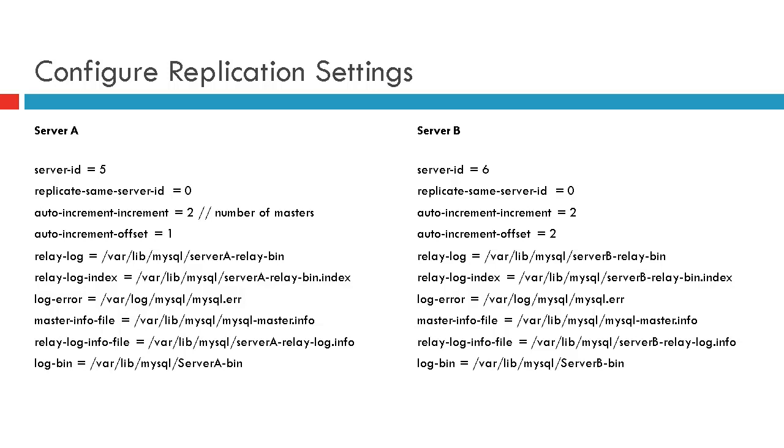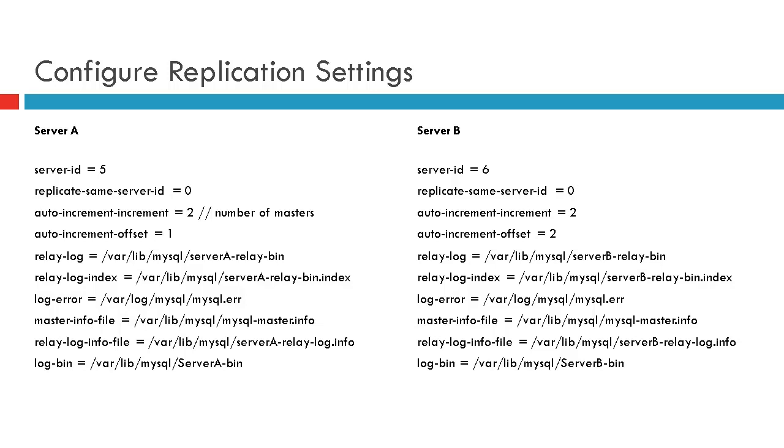The relay log index keeps a list of the last relay log file and also defaults to the hostname-relay-bin.index format of file naming. So I like to specify them explicitly and recommend the same. Log error, as the name suggests, is the location of the error log file.